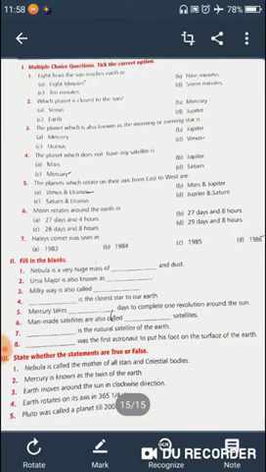So here I am having some questions for you. I hope you will be able to solve them. Let's try whether you are able to solve them or not. Tell me, how much time does the light of the sun take to reach the earth? And your correct answer is 8 minutes. Which planet is closest to the Sun? Your options are Venus, Mercury, Earth, and Jupiter. So the correct answer is Mercury.